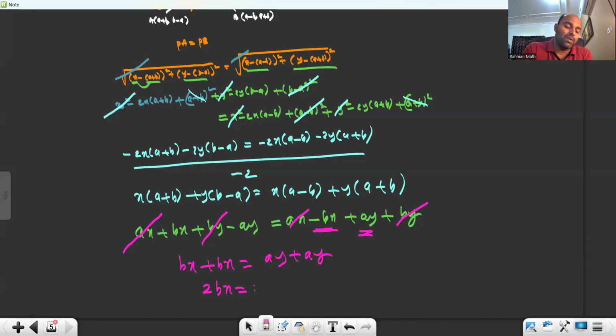So 2bx equal to 2ay. 2 and 2 you can cancel. What do you want to prove? bx equal to ay. That will be your answer. Just check it. Anybody have problem? bx equal to ay.